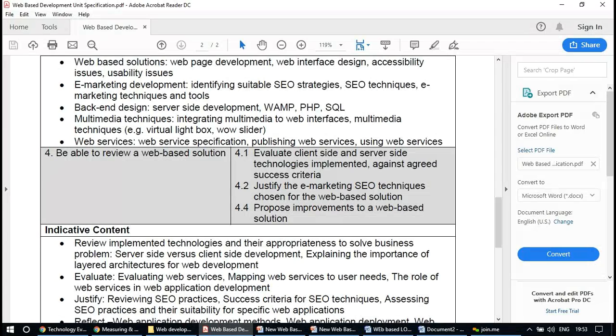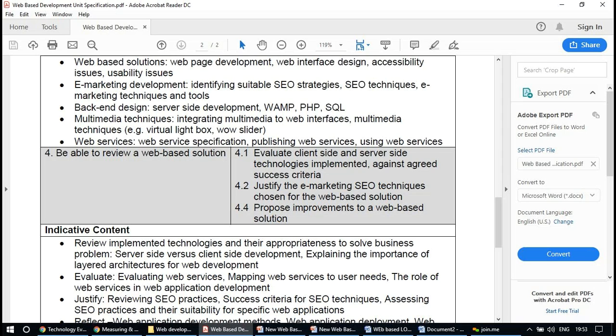Then that's basically a past evaluation, isn't it? That's right, yeah. Then the second is to justify the e-marketing SEO technique chosen for the web-based solution. Like we discussed earlier, the strategies and the tools to implement the SEO. So now we have to review it. Whatever SEO techniques have been applied, we need to justify whether the SEO is going right or not.